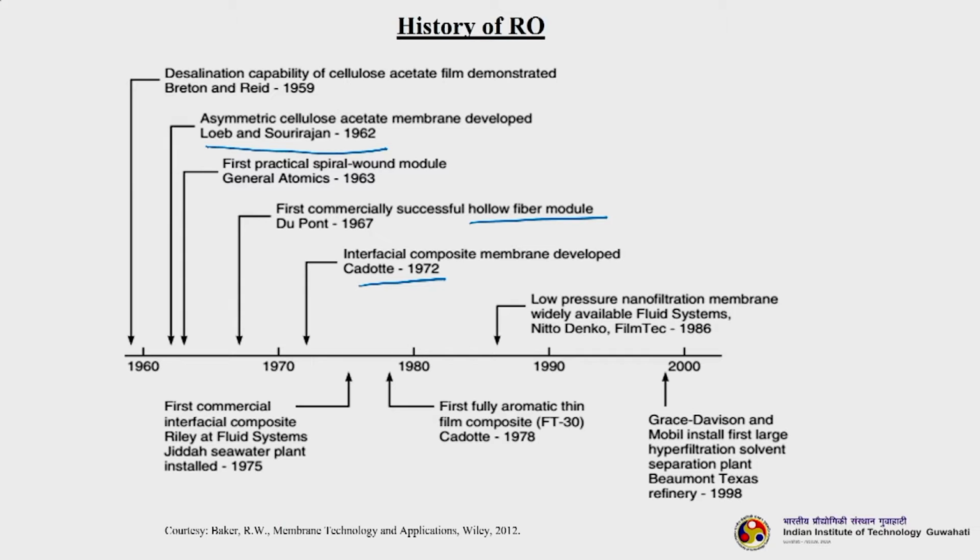Then the first fully automatic thin film composite, the TFC membrane, whose brand name is FT30, was invented by Cadotte in 1978. Subsequently many other developments took place, like the low pressure nanofiltration membrane proposed by Nitto Denko and Filmtec in 1986. Then in 2000, Grace Davison and Mobil installed the first large hyperfiltration solvent separation plant in a Texas refinery. This is one of the major developments outside of desalination systems.